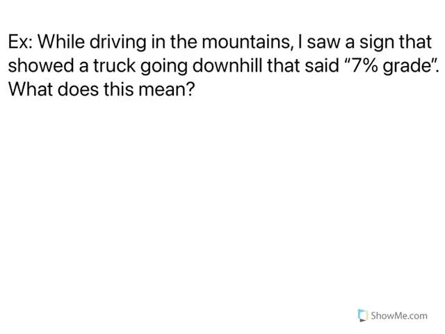Let's jump in. While driving in the mountains, I saw a sign that showed a truck going downhill that said 7% grade. What does this mean? Okay, well, let's first think. What does 7% mean? Well, percent is out of 100. So 7% is the same as 7 over 100.